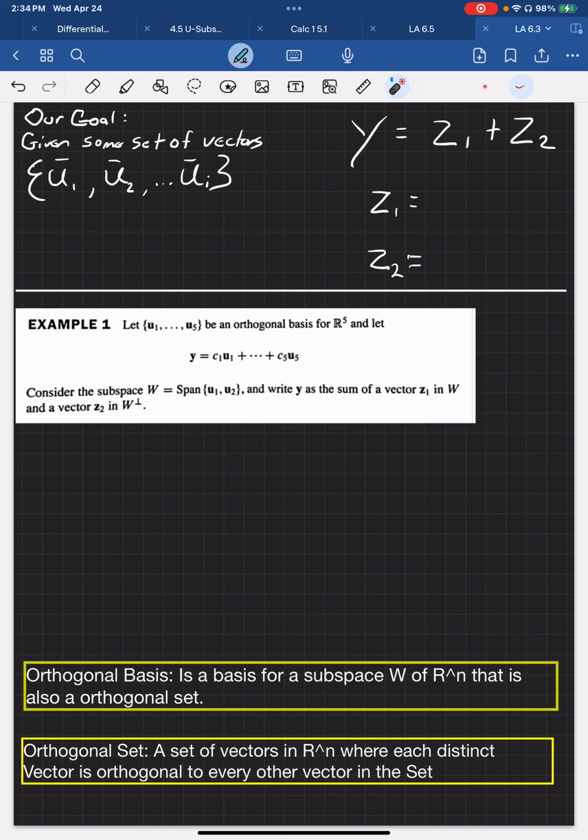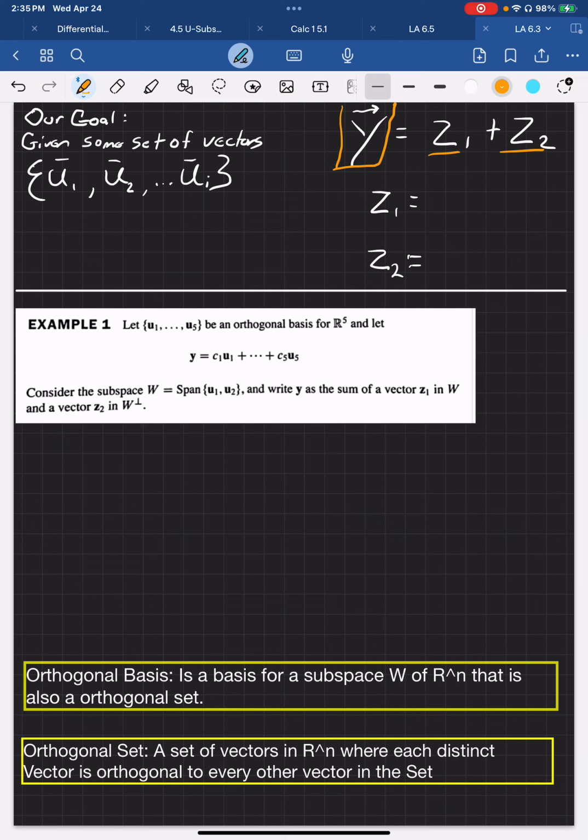So let me start with the goal. Remember, in this scenario, y was the perfect solution. It was the vector that we wish we could reach. Now, our goal, since that's not possible, is going to be, well, first let's write y as the sum of two different sets of vectors.